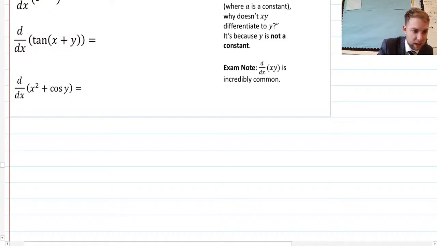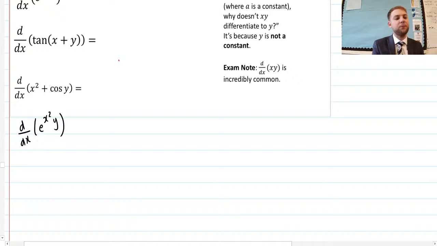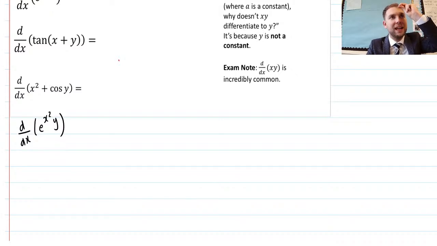So my first one here is the differential with respect to x of e to the x squared y. Now, the reason this one's tricky is because we've got two things we've got to deal with. We've got the e to the power of x squared y. So there we've got the chain rule because we've got the two layers. We've got the e and we've got the x squared y. But also that x squared y is a product.